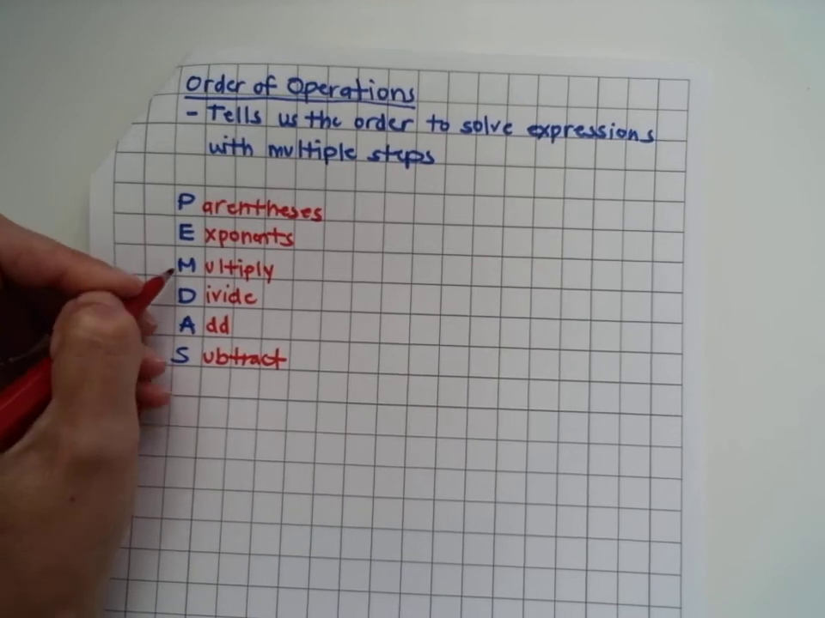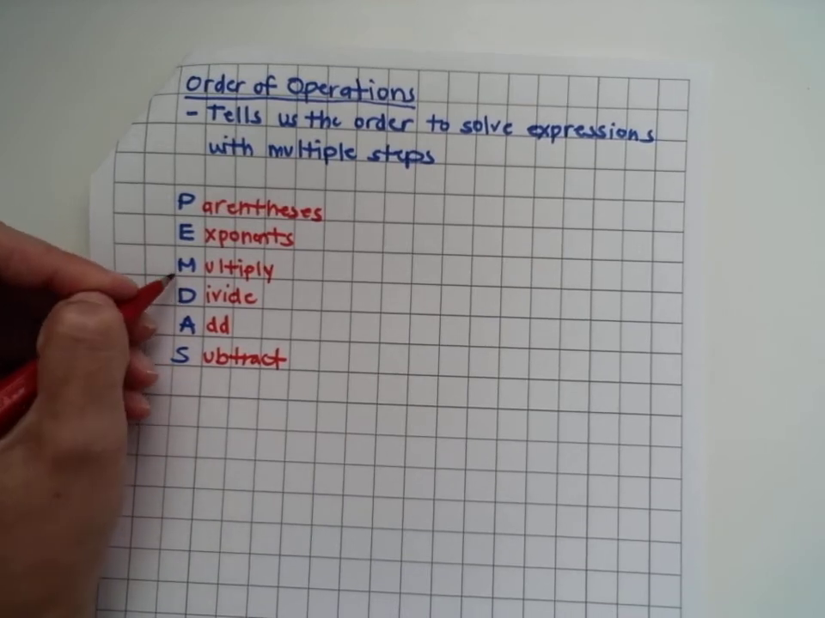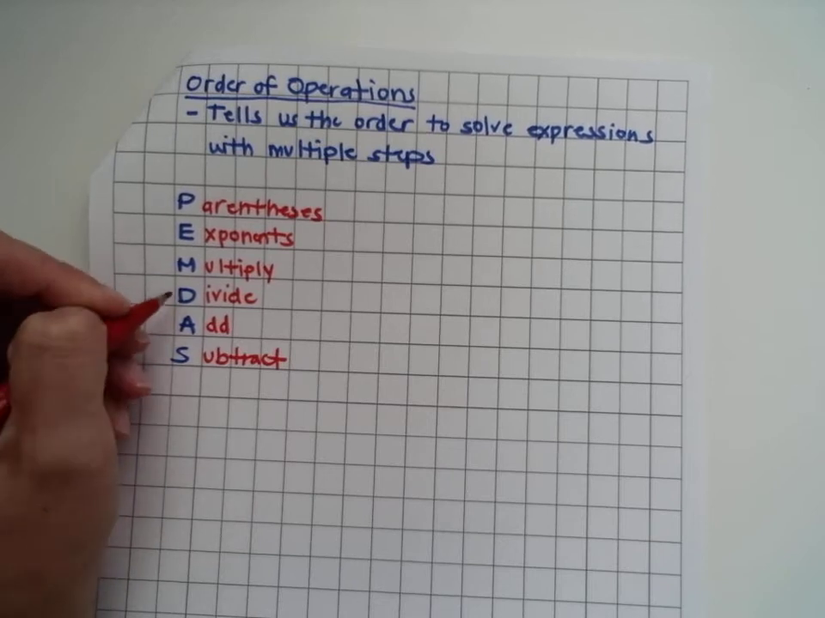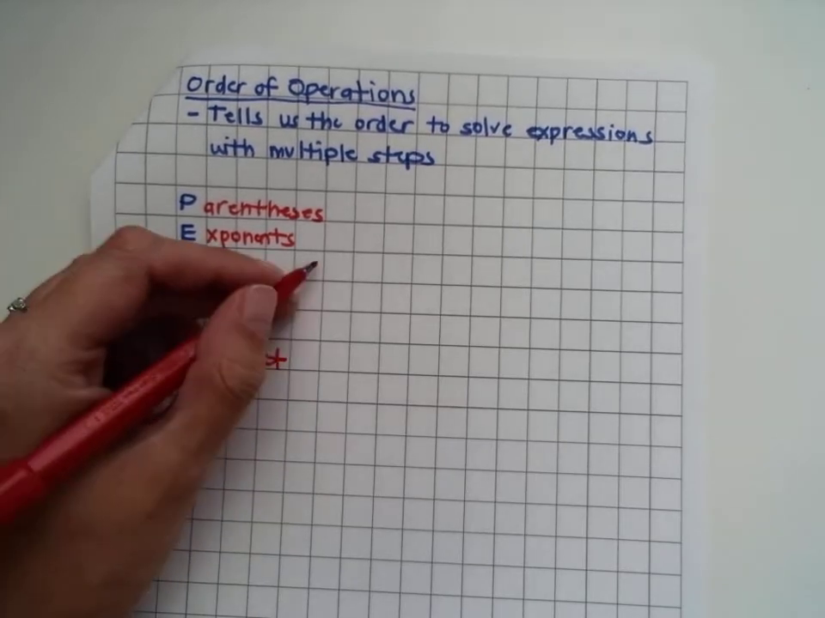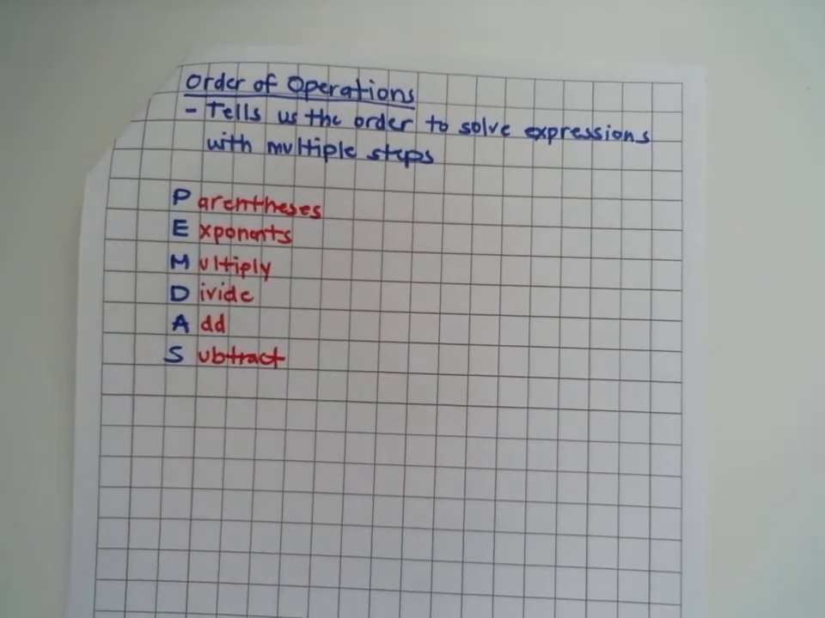Multiplying and dividing are on the same level. You don't have to multiply first and then divide. So the M and D are on the same line, and then the adding and subtracting are on the same line. Let's do an example.